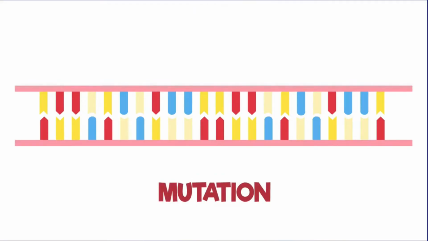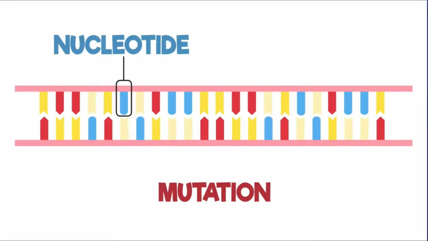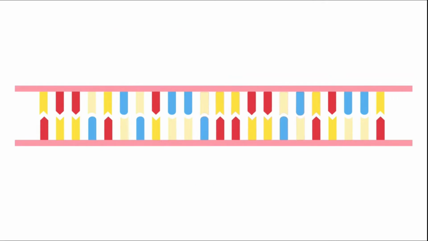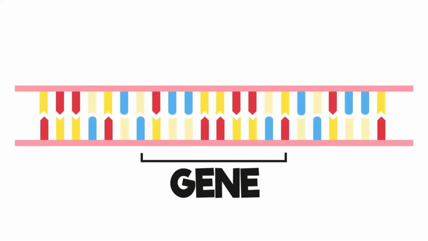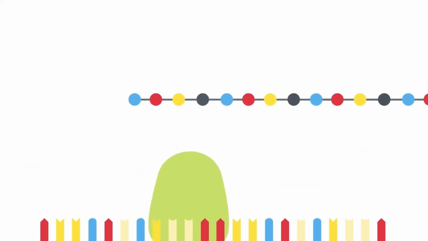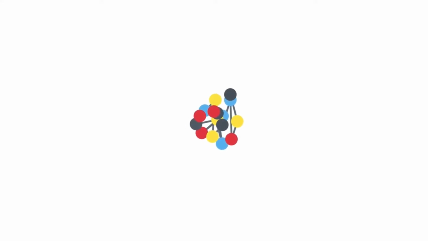A mutation is a change in DNA. It happens when one or more nucleotides is deleted, inserted, or substituted for a different nucleotide. This results in a change in the sequence of the nucleotide bases. If this change occurs in a gene, it can alter the order that amino acids are coded for, which in turn will change the shape of the protein. A change in a protein's shape can result in the protein acting differently, or not working at all.